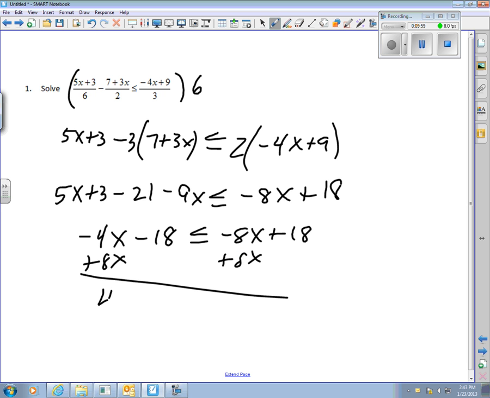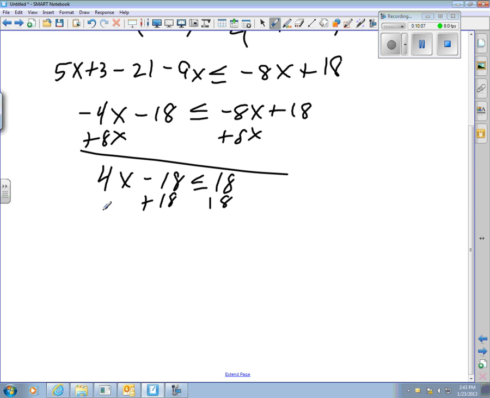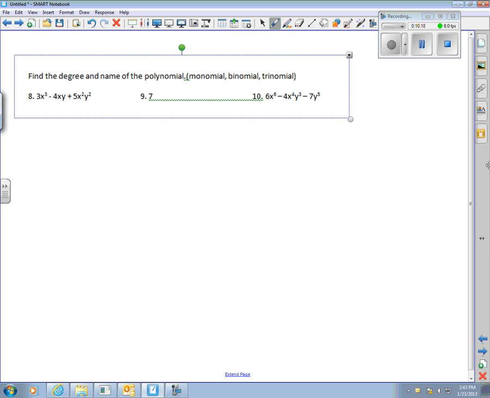Let's move my 8x to this side. And I get 4x minus 18 less than or equal to 18. Add 18 to both sides, and I get 4x is less than or equal to 36, so x is less than or equal to 9.